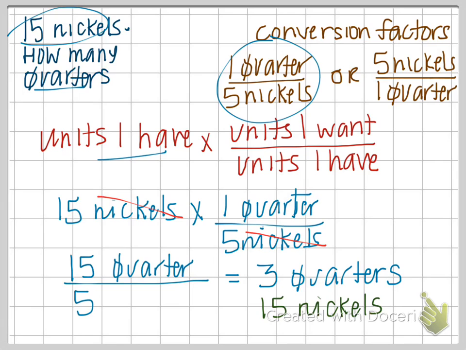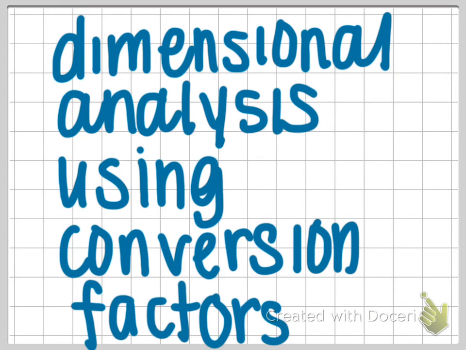And just to reinforce again, we have fewer of the larger unit and more of the smaller unit, but the value is exactly the same. So this process that we're using actually has a really big name. It's called dimensional analysis, and we're using conversion factors.